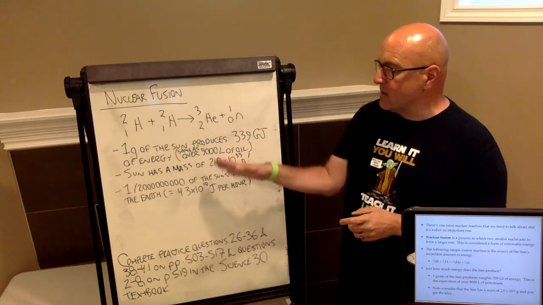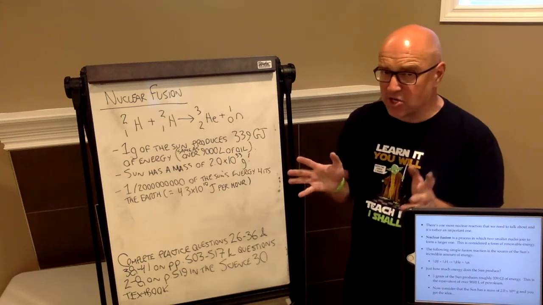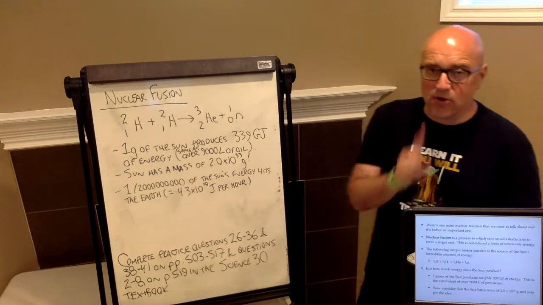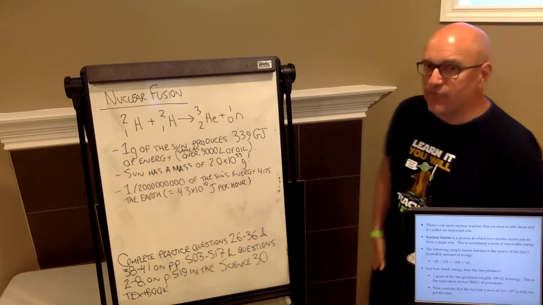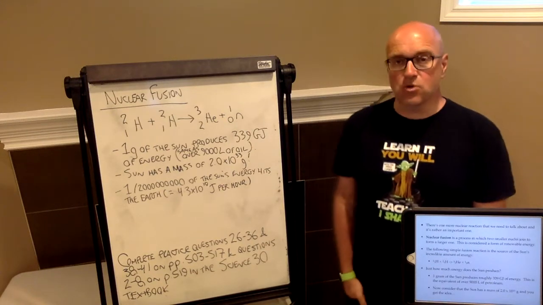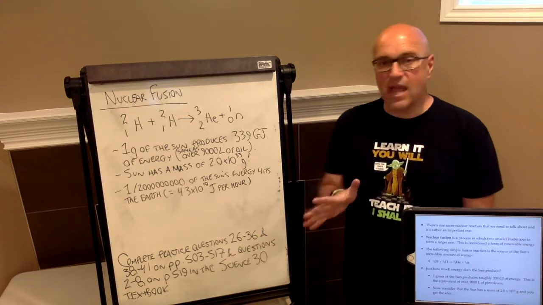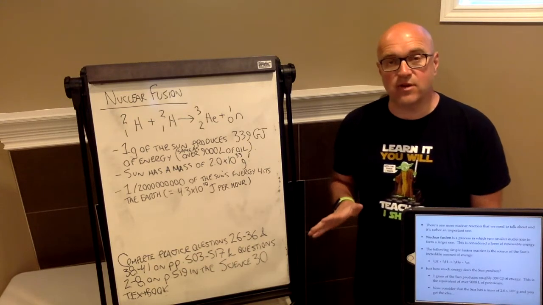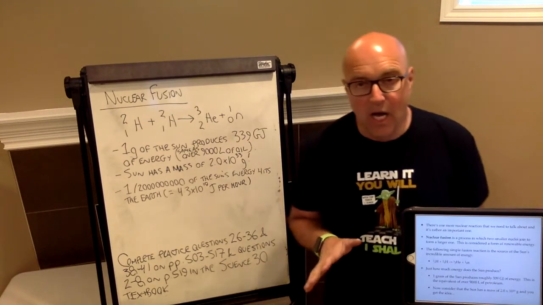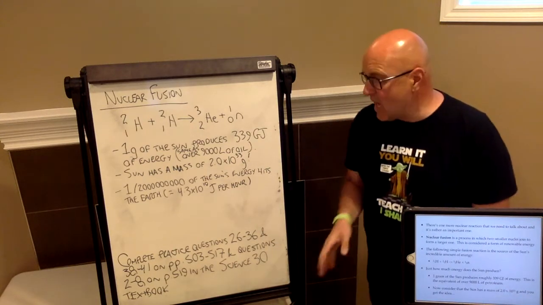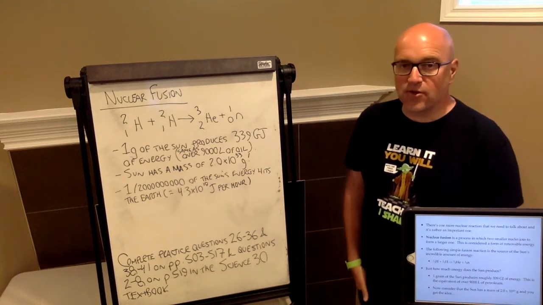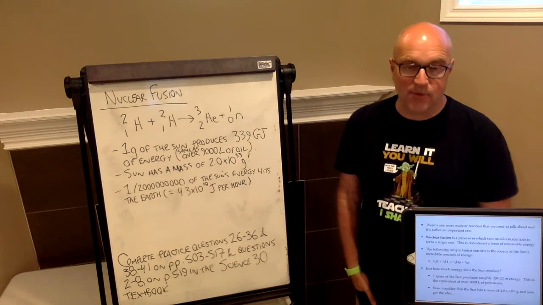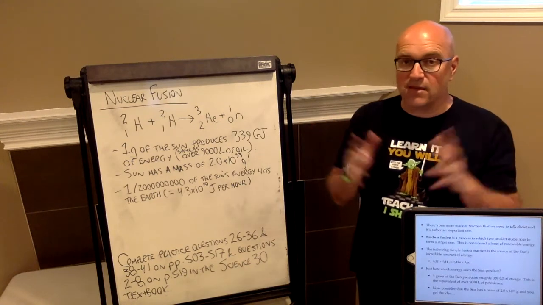So anyways, in this case, this is providing a lot of energy. How much energy are we talking about? One gram of the sun can produce roughly 339 gigajoules of energy. That is the same as roughly 9,000 liters of oil. And to put that in perspective, the sun has a mass of 2.0 times 10 to the 33rd grams. So there's a lot of energy that the sun is producing.